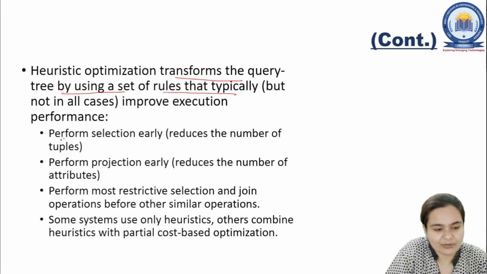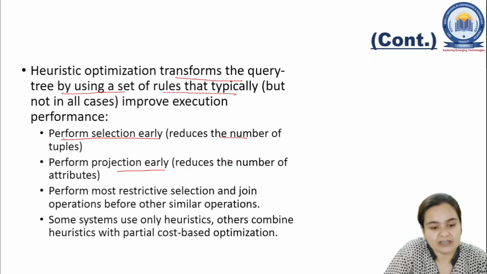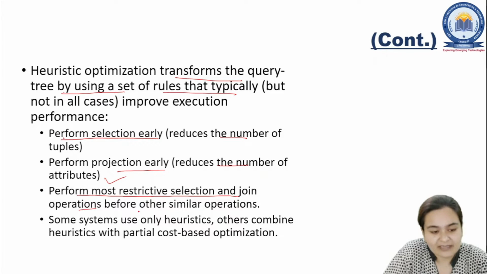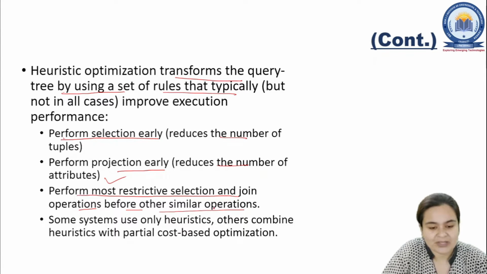So what we have to do is perform the selection earlier to reduce the number of tuples, then perform projection early to reduce the number of attributes. Then you have to perform the most restrictive selection and join operation before other similar operations. So if the most critical one is done, then we are almost done, rather than moving on with the similar operations that we have in our entire query.